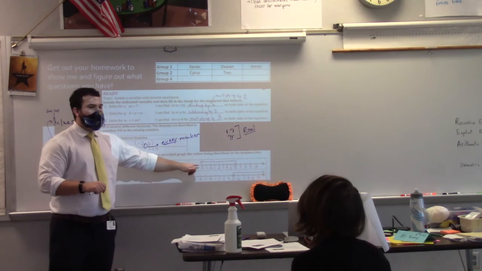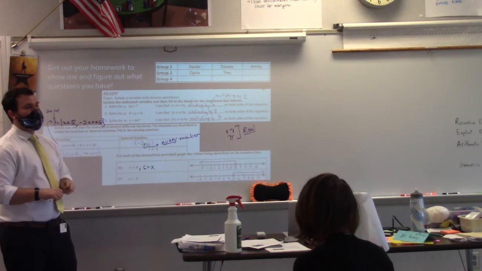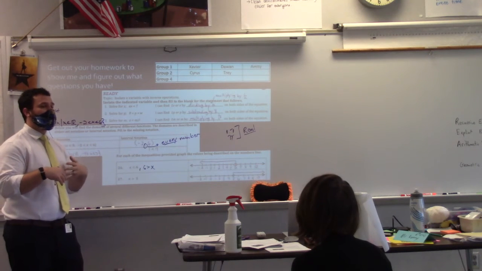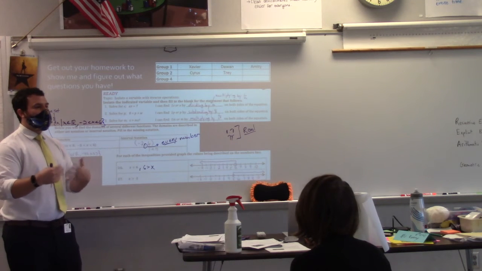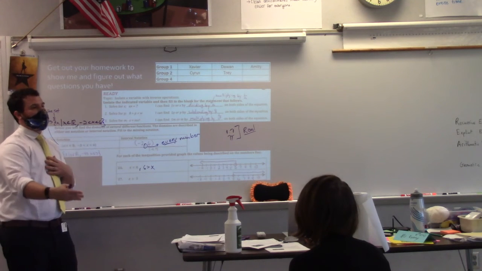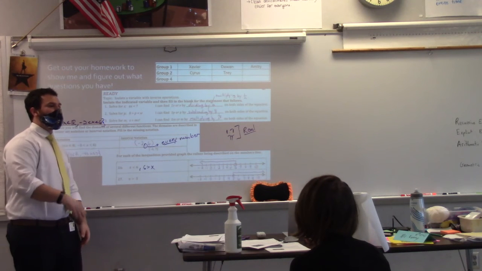So I need y'all to notice what we are shading is every value that makes the inequality true. That means we're shading the solutions. We've only talked about solutions for equations, but a solution for an equation is the value that makes the equation true. The solution for an inequality is the value that makes the inequality true.